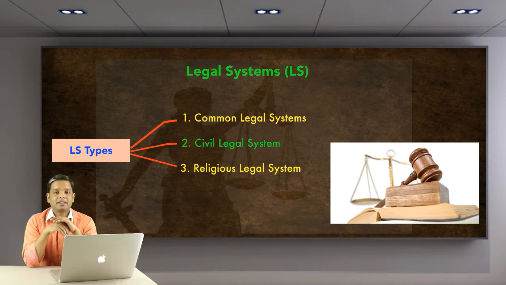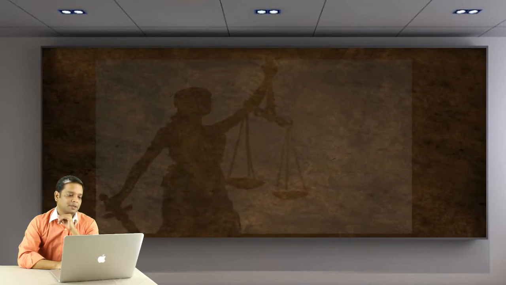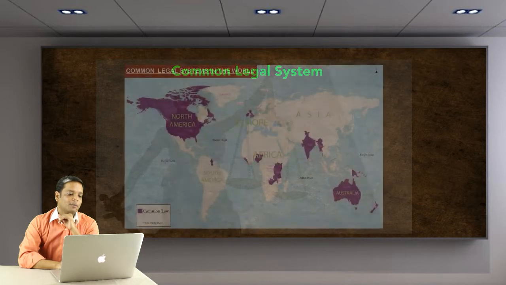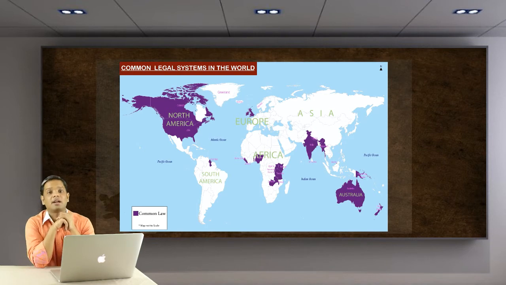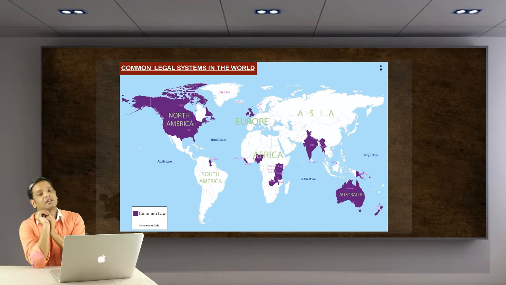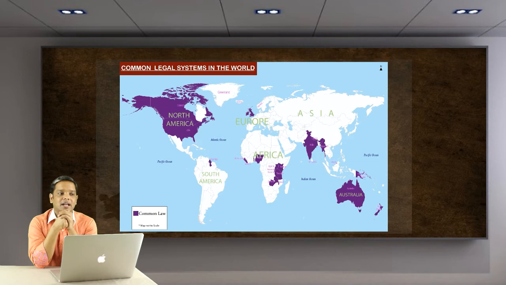In order to understand these legal systems, we have to check out the maps basically. Starting with the common legal system, you can check here on the screen which countries follow the common legal system. The highlighted countries follow the common legal system. But in order to understand that, we also need to understand what the common legal system is.